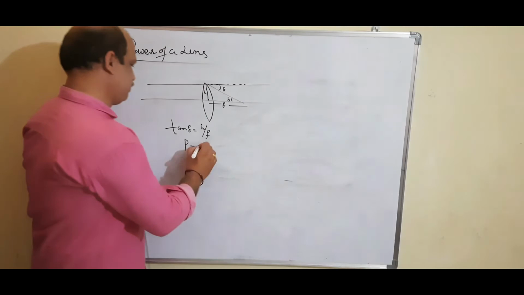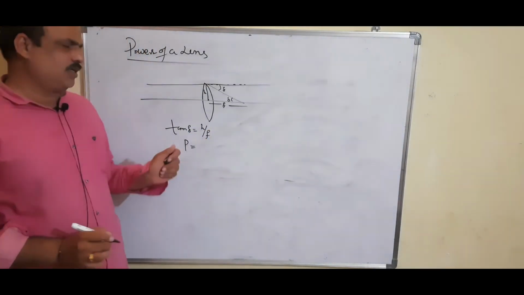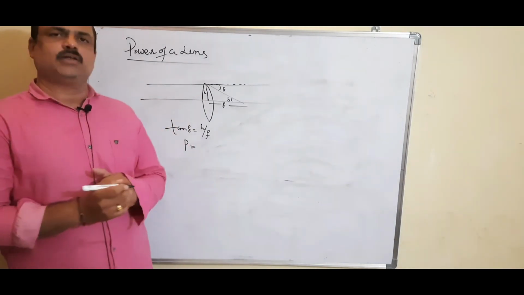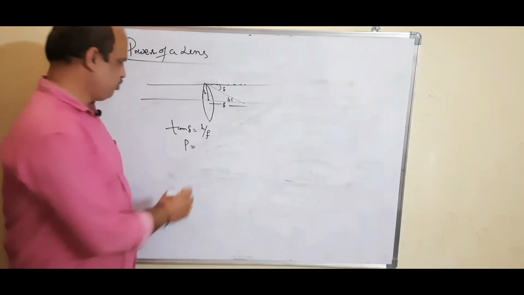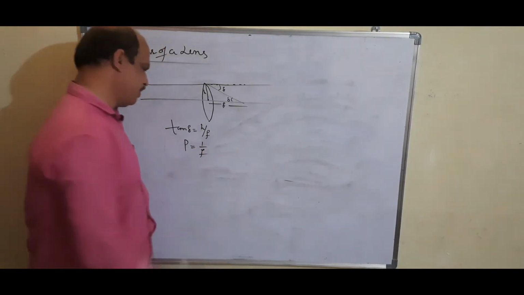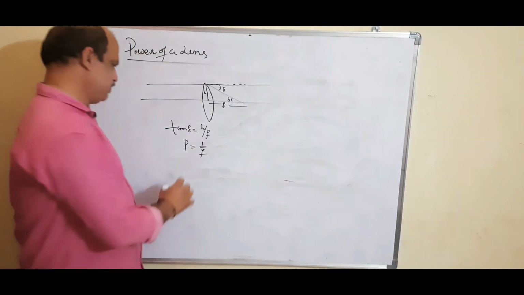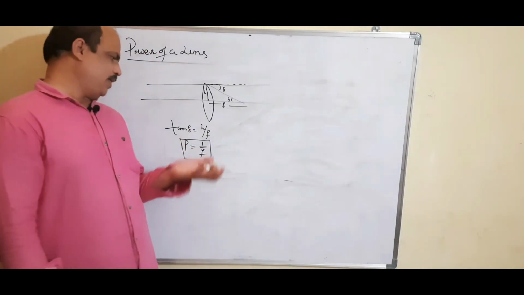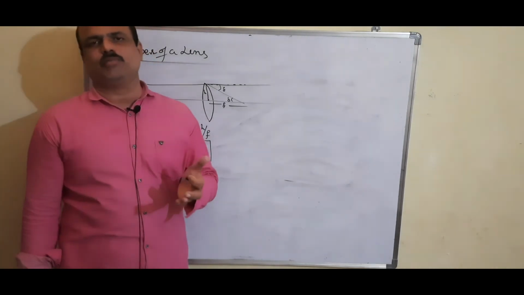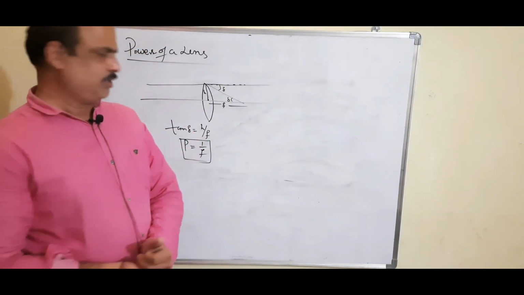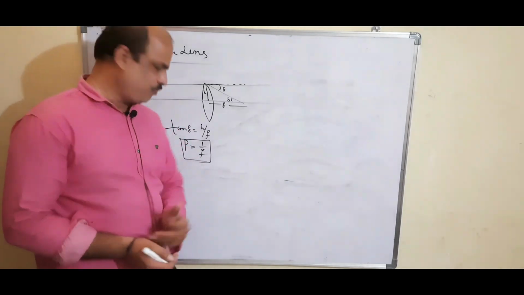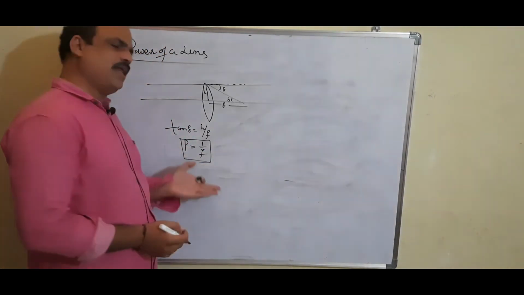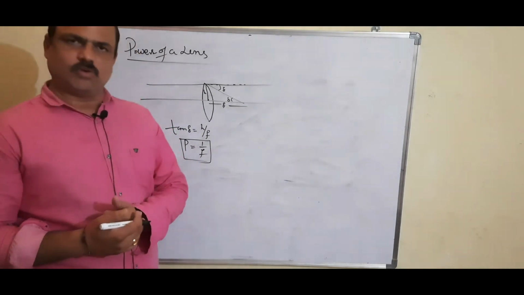That means power is equal to h by f. The light rays are falling at a height 1 meter from the optic center, or unit distance. So put h is equal to 1. P is equal to 1 by f. So this is called power of a lens. Or you can say power of a lens is nothing but reciprocal of focal length. If the focal length is more, then power of a lens is less. If the focal length is less, power of a lens is more.